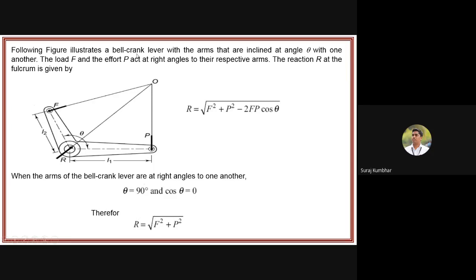So in case of inclined forces acting on a bell crank lever, you can find R by means of this formula, R is equal to square root of F square plus P square. For a first order lever, R is equal to F plus P. In a second order lever, R is equal to F minus P. But in case of a bell crank lever with the angle, R is equal to square root of F square plus P square. Are all of you getting this?